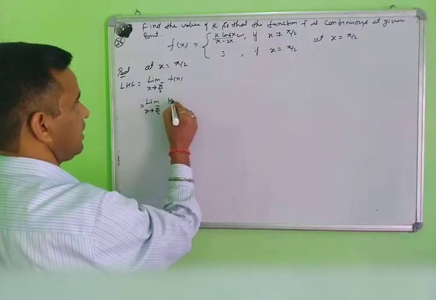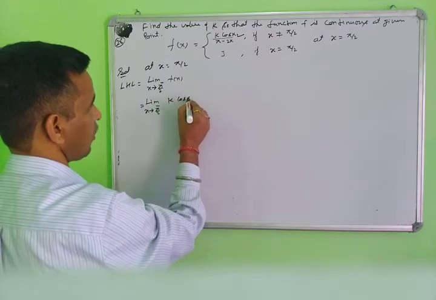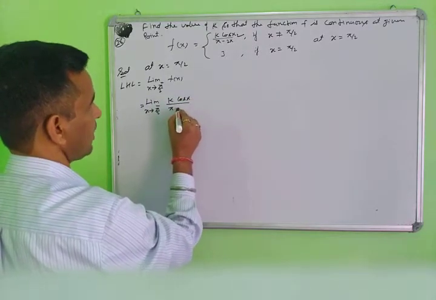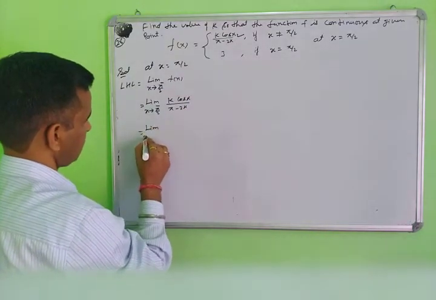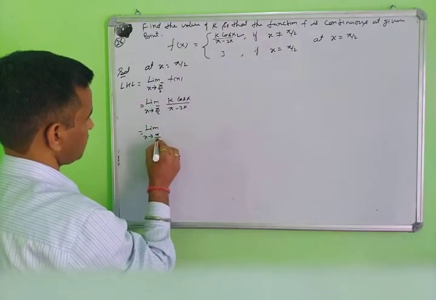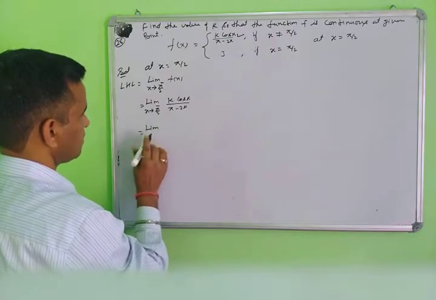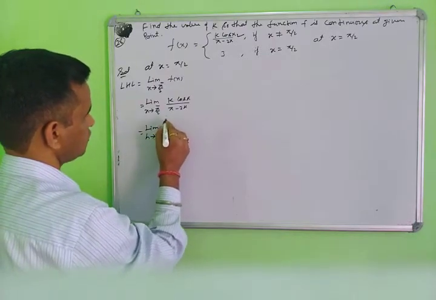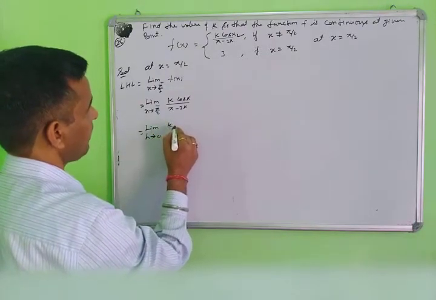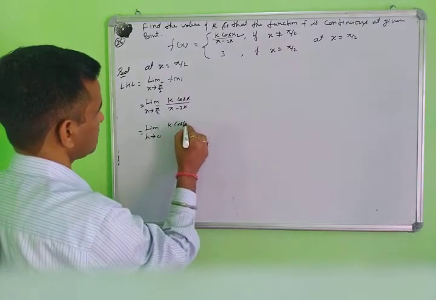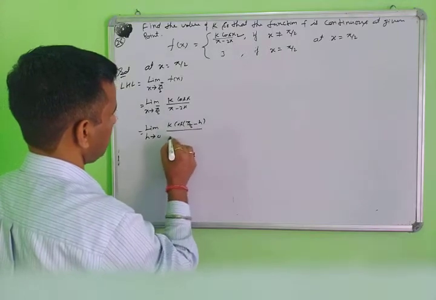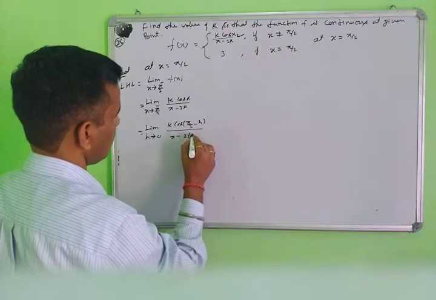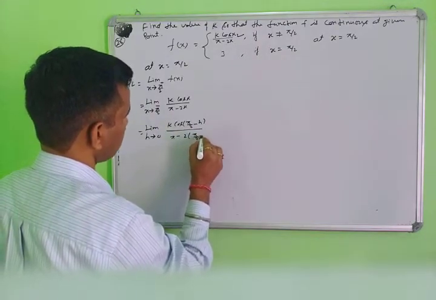But then k cos x upon pi minus 2x. Similarly, limit x tends to pi by 2, this is h tends to 0. h tends to 0, k cos(pi by 2 minus h) upon pi minus 2(pi by 2 minus h).